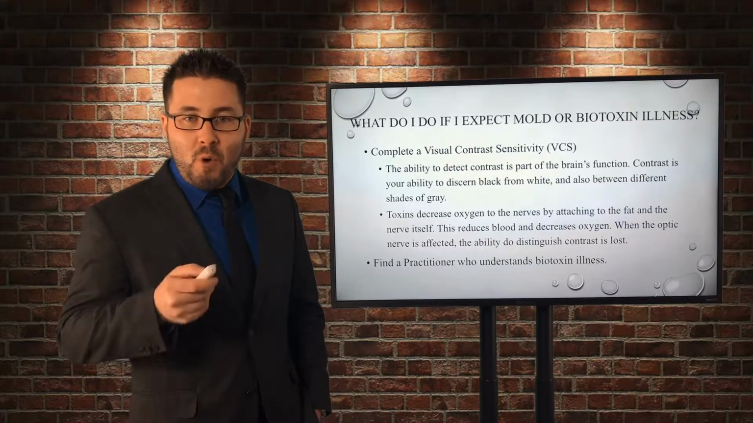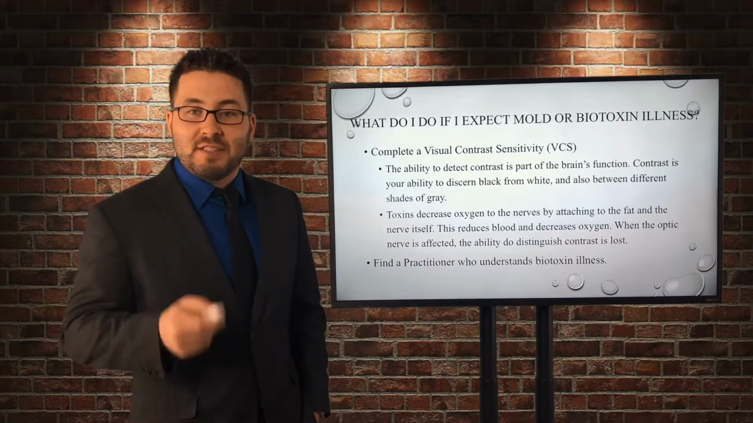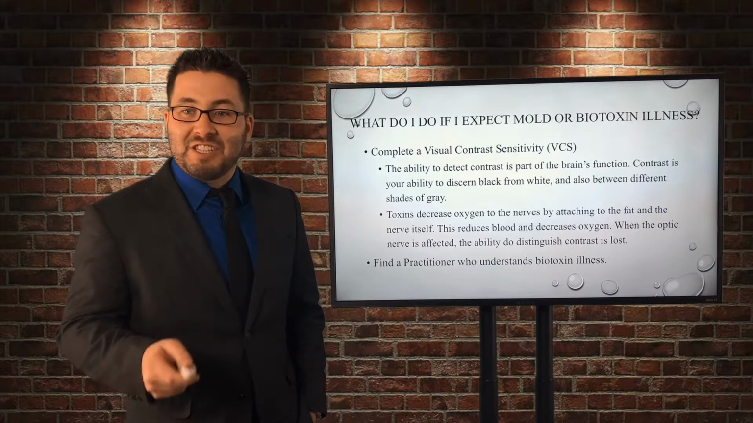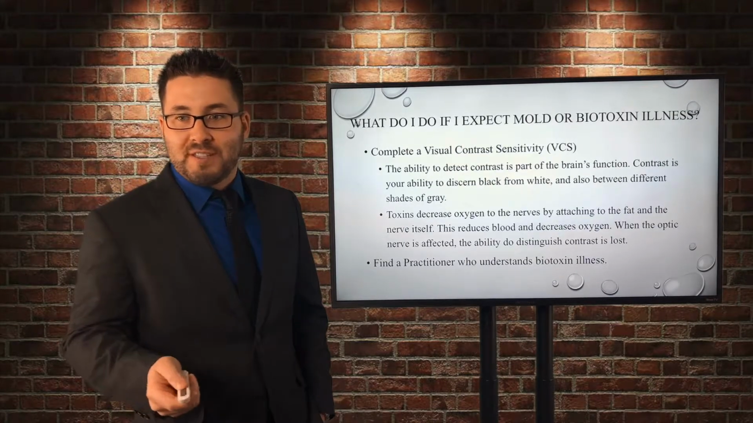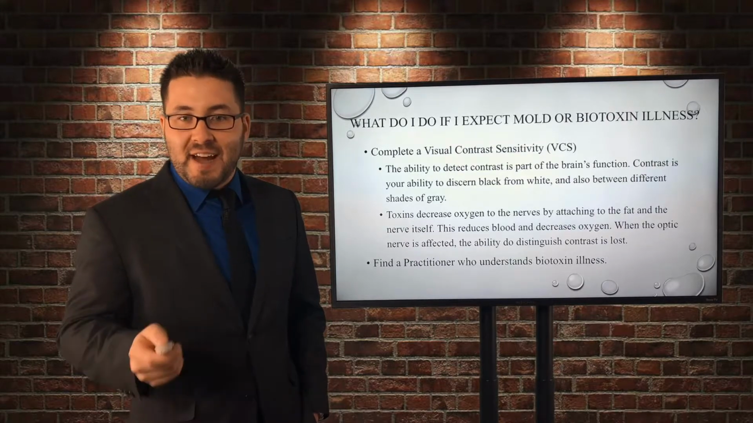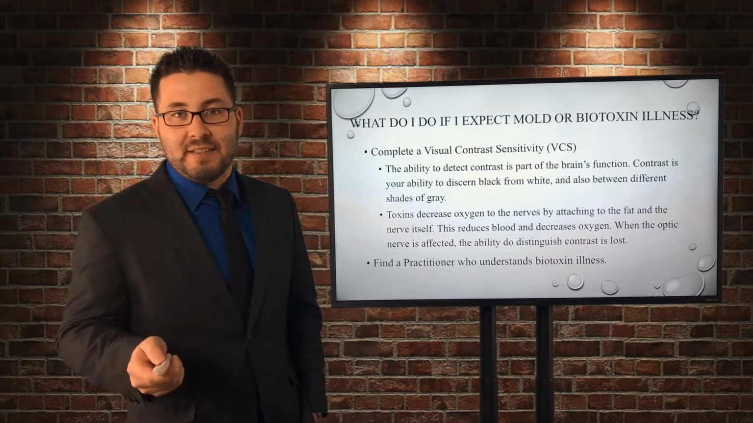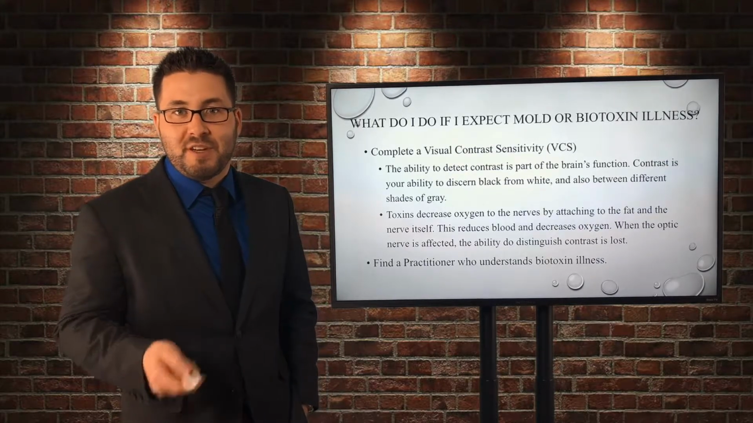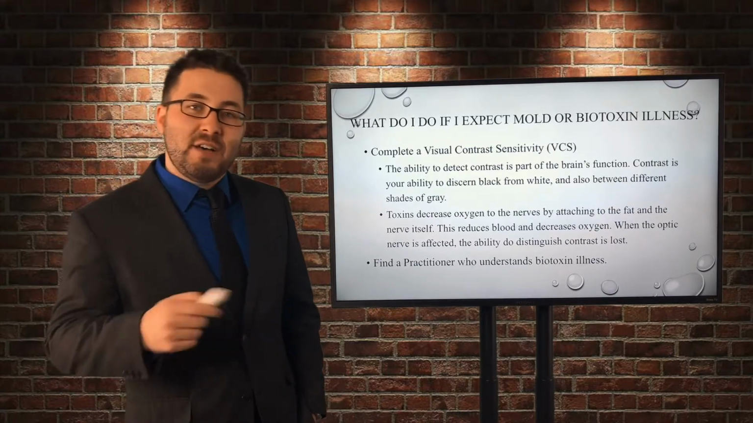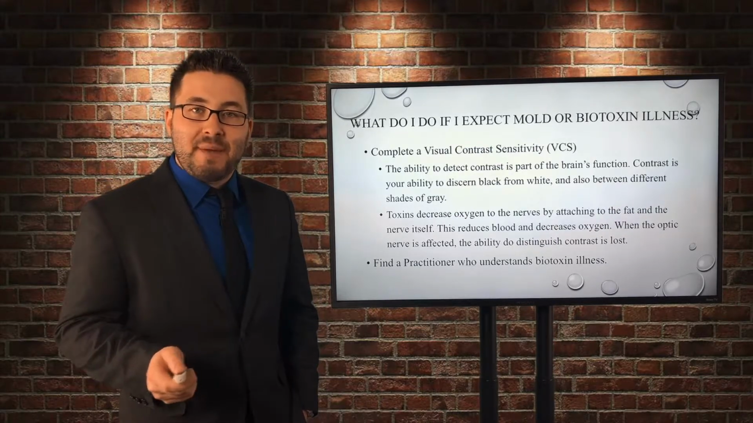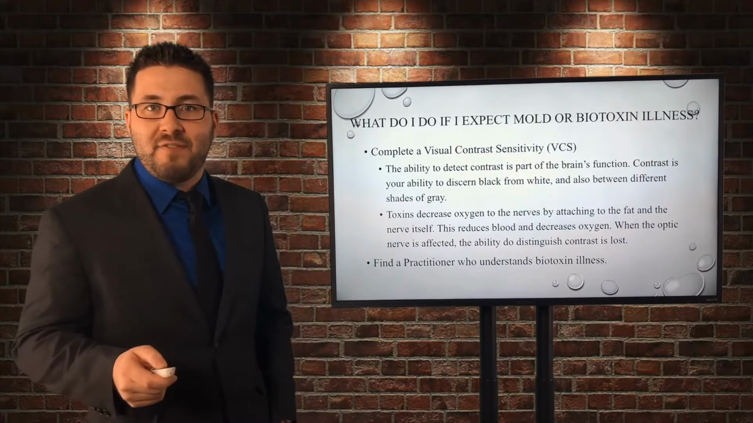The problem with mold or biotoxin related illness is these toxins decrease oxygen supply to the nerves by attaching to fat and the nerve itself. And then the oxygen rates go down, circulation is affected, and the nerve itself, the optic nerve specifically, is negatively impacted, which reduces your ability to distinguish contrast. So this is a quick test that you can do. It tells you right away if you pass or fail, and if you do fail, again, that's the means to take the next step and try to figure out what's going on.